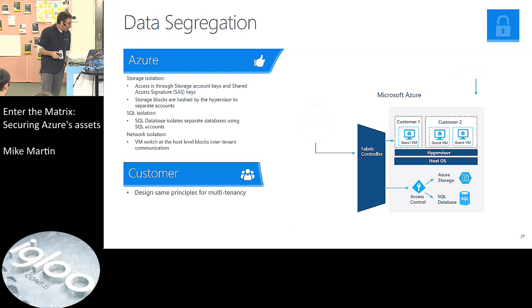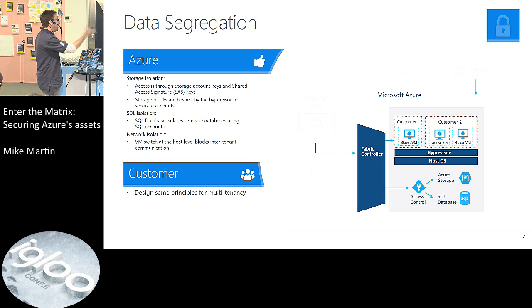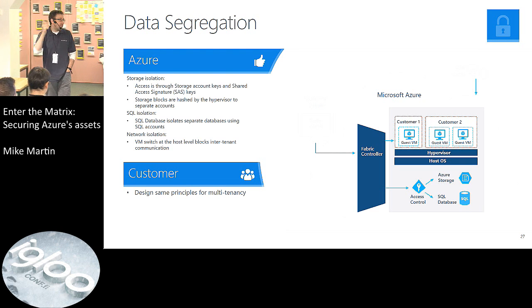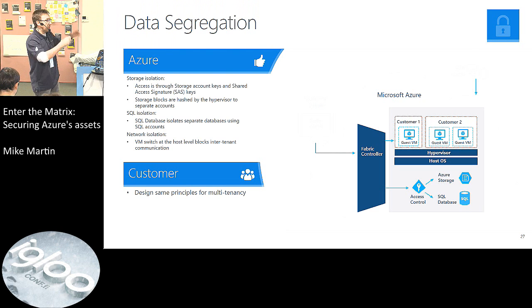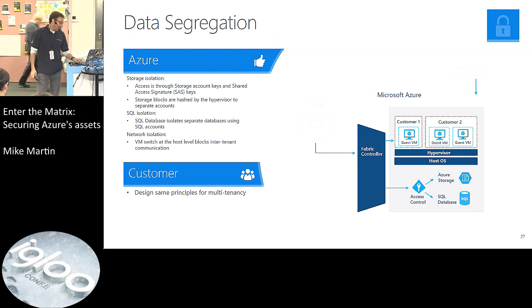As I mentioned, segregation goes on to a level. It's the same principles for multi-tenancy. You get SQL isolation, storage account isolation by means of SAS tokens, which are generic for you, and you create your own private keys, things like that. So these are the designs that they have in mind.